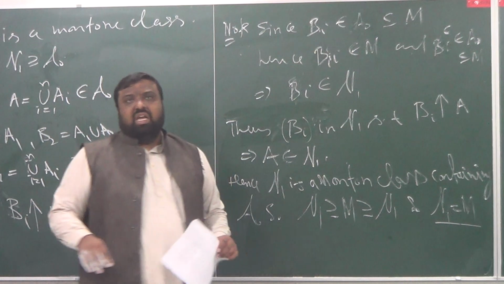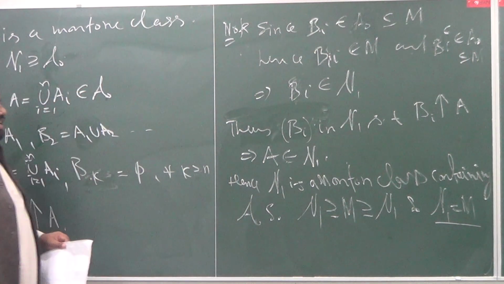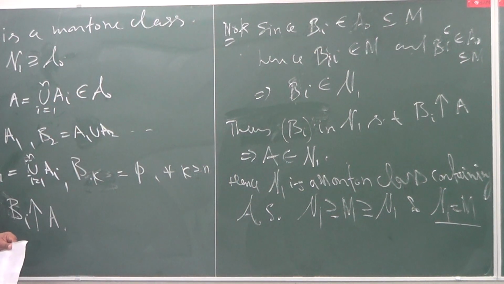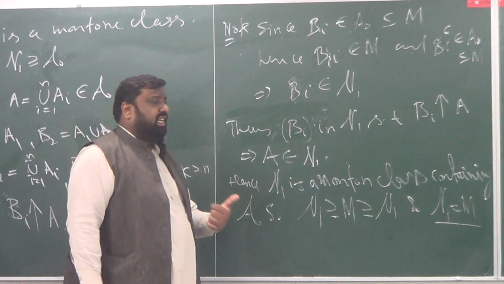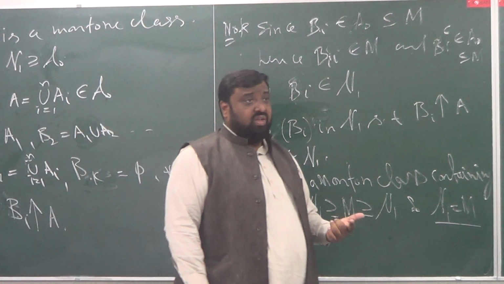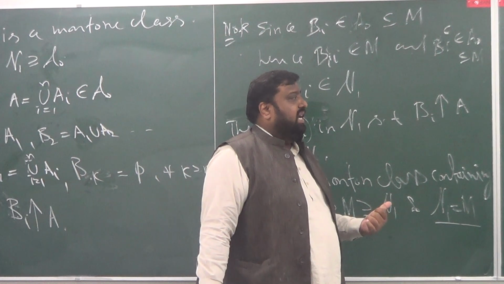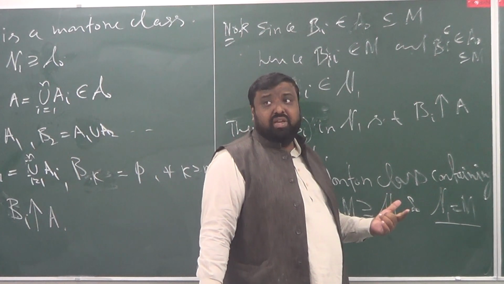So what you have to do next is prove 2 and 3 by the same strategy. In other words, consider an M2 for which you have this countable union property.